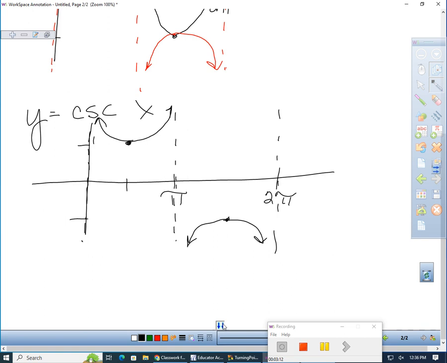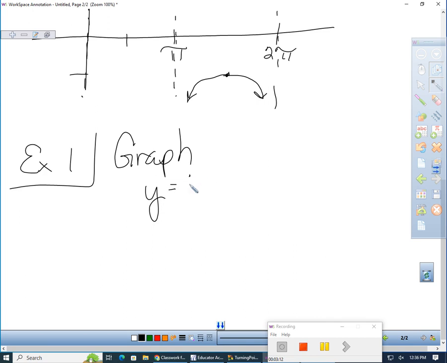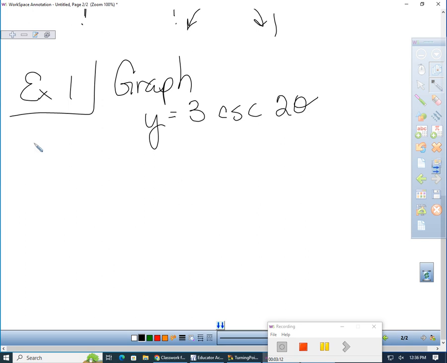Example number 1. Graph y equals 3 cosecant of 2 theta. So first of all, we need our amplitude. Our amplitude here is 3. We need our period. Our period is 2 pi divided by the coefficient on theta. So our period is pi.